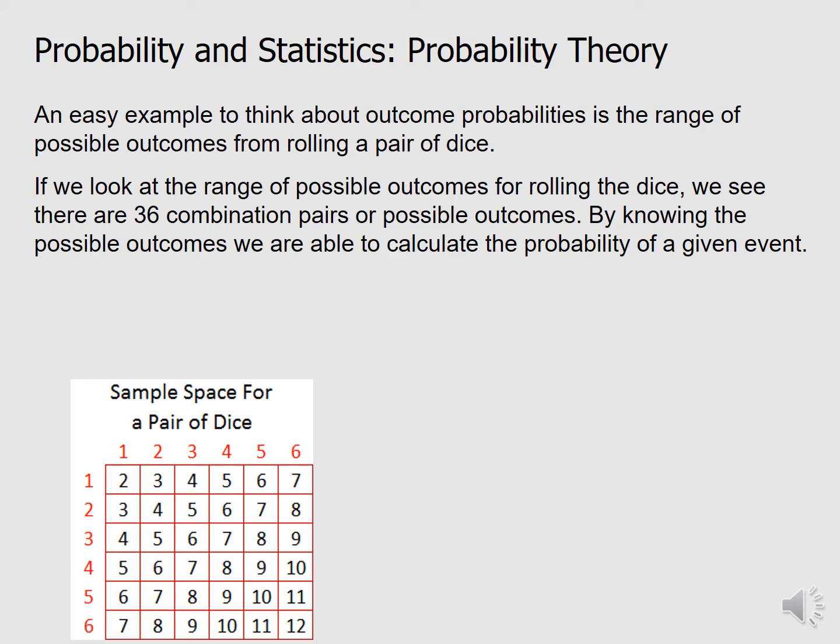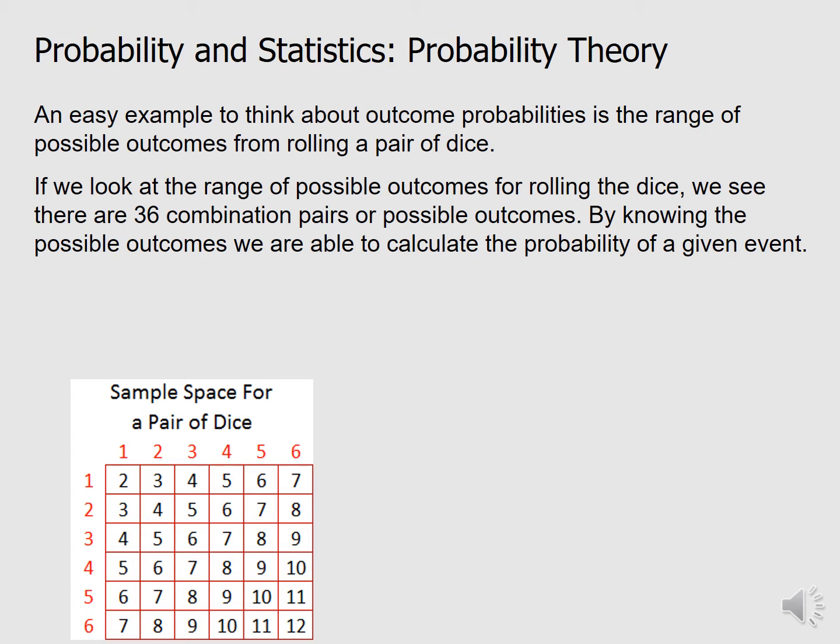One of the easiest ways of demonstrating this idea is by looking at the range of outcome probabilities from rolling a pair of dice. If we look at the table, we see that there are 36 possible combination pairs, or possible outcomes, from rolling the dice.